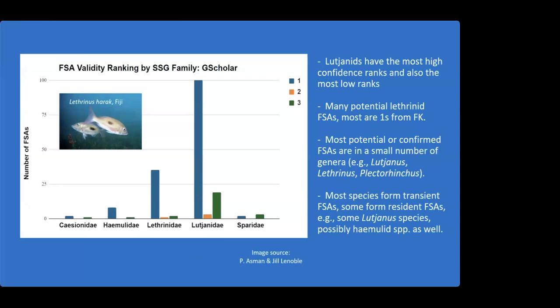There are many potential Lethrinid FSAs. Most are ones from fisher knowledge sources with a lot of potential to be developed further in terms of validation. Most potential or confirmed FSAs are in a small number of genera: Lutjanus, Lethrinus, Plectorhinchus. Most species form transient FSAs, but some form resident FSAs, including some important Lutjanus species and some possible Haemulid species and others as well.